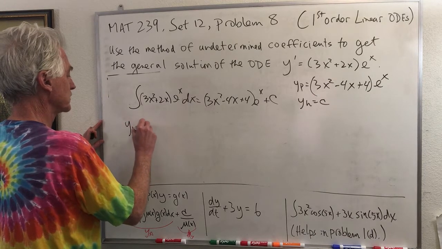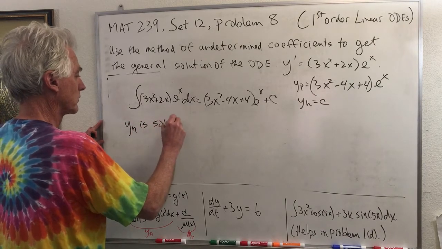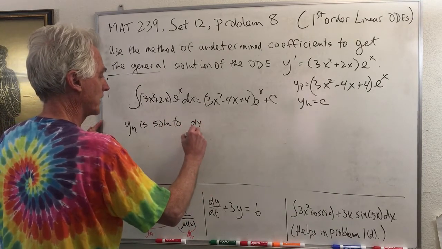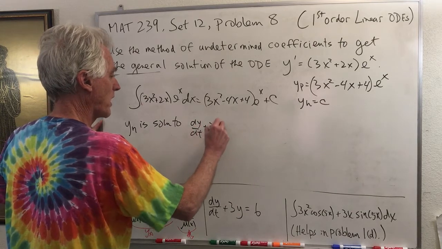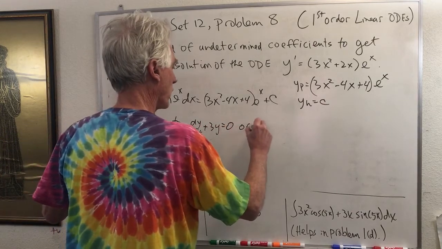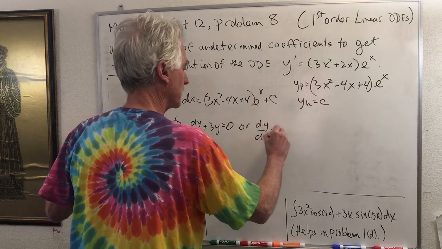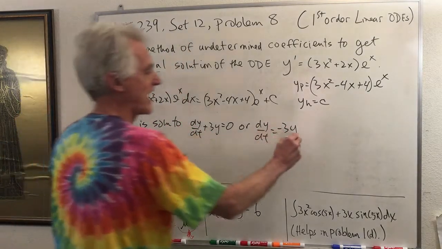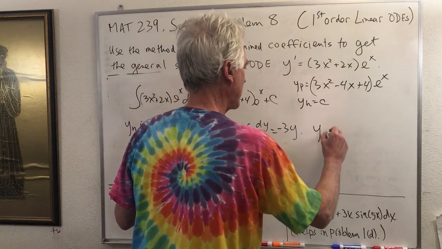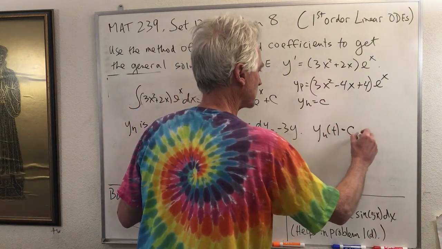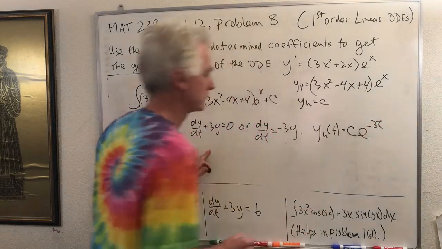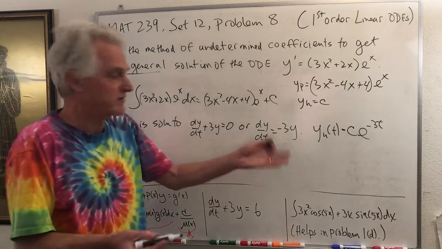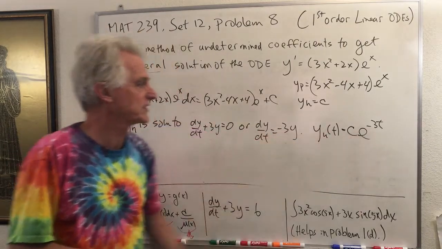yh is the solution to dy/dt plus 3y equals 0, or dy/dt equals minus 3y. A little bit easier for me to see that. This is of the form yh of t is a constant times e to the minus 3t. I do know that by inspection, right? Find the function whose derivative is minus 3 times the value of the function, that's it.